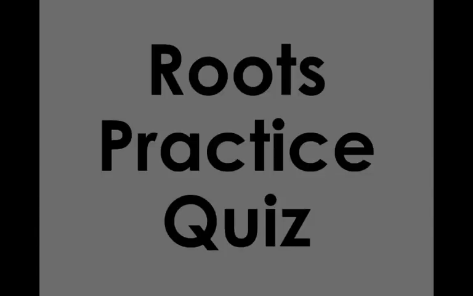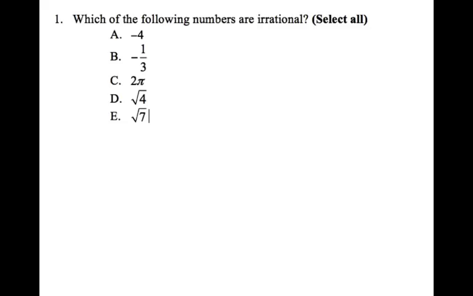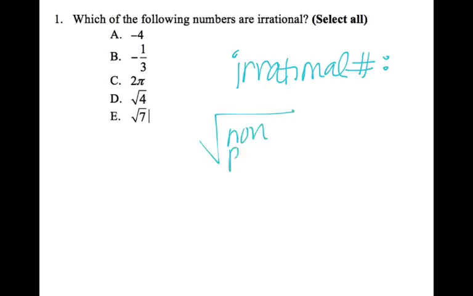Okay, let's take a look at our roots practice quiz. Which of the following numbers are irrational? So let's remember what makes an irrational number. The things that will be irrational numbers are going to be a square root of a non-perfect square. Okay, that would be an irrational number.